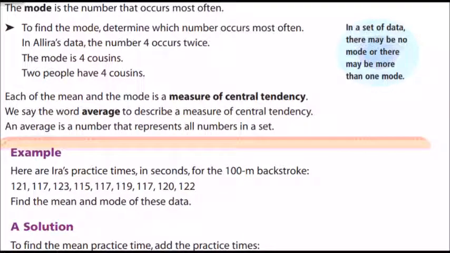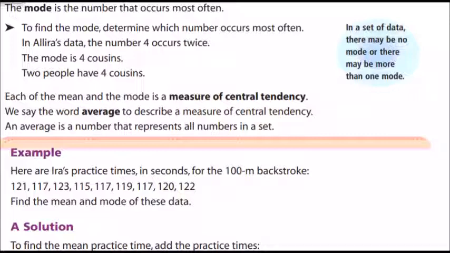The mode is the number that occurs most often. To find the mode, we figure out which number occurs the most often. So in Alira's data, the number 4 occurs twice. So the mode is 4 cousins because 2 people have 4 cousins. The more people that you have, we're just looking for what number shows up the most amount of times. Each of the mean and the mode is a measure of central tendency.